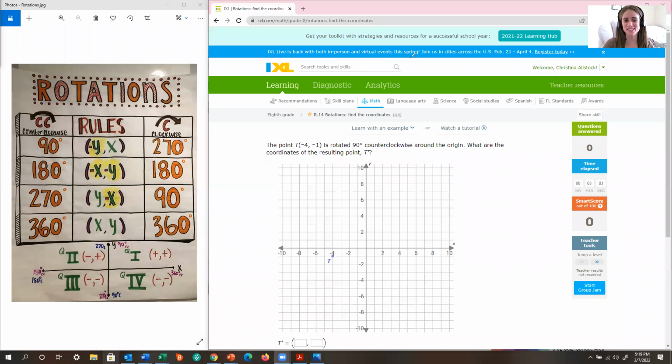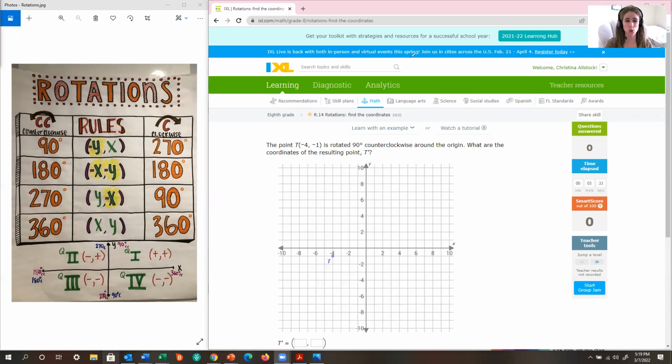Hey guys, in this video, we're going to go through IXL assignment HHS, rotations, find the coordinates. When working with rotations, I personally am not someone who is able to just visually locate exactly where that point would rotate to. I know in my head that if it's a 90 degrees counterclockwise, that means I'm going to the left counterclockwise and it's going to be one turn.